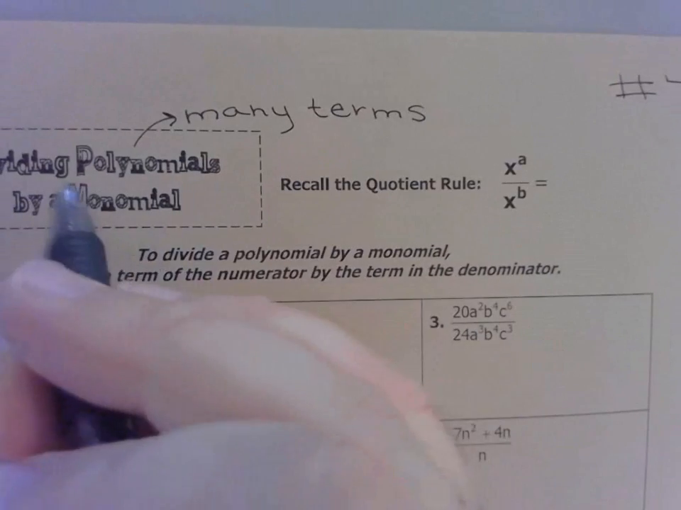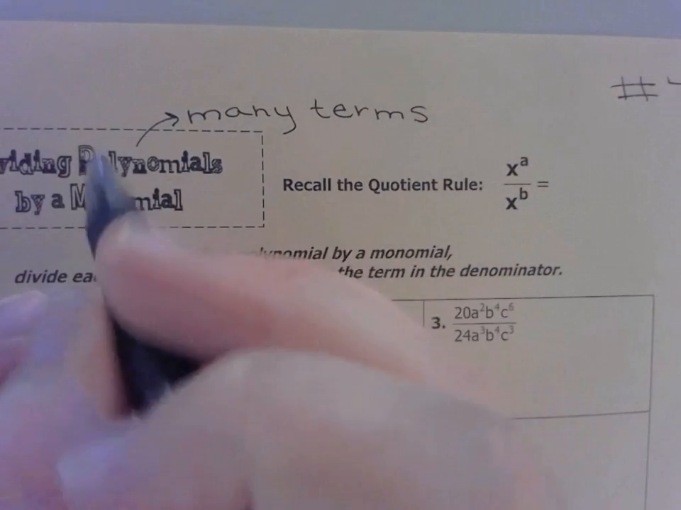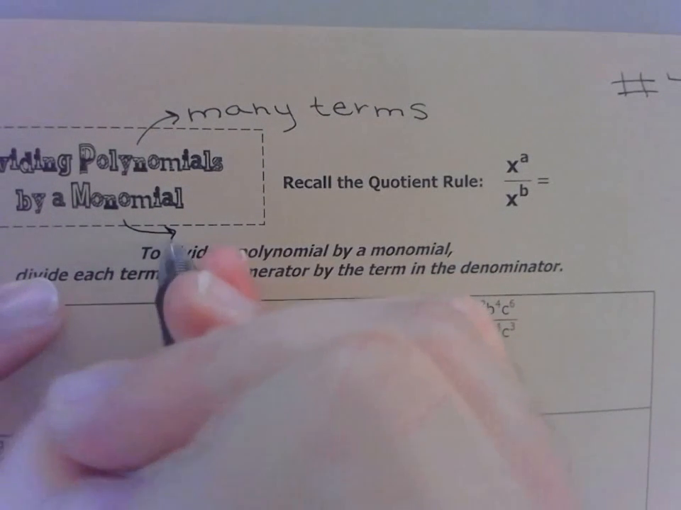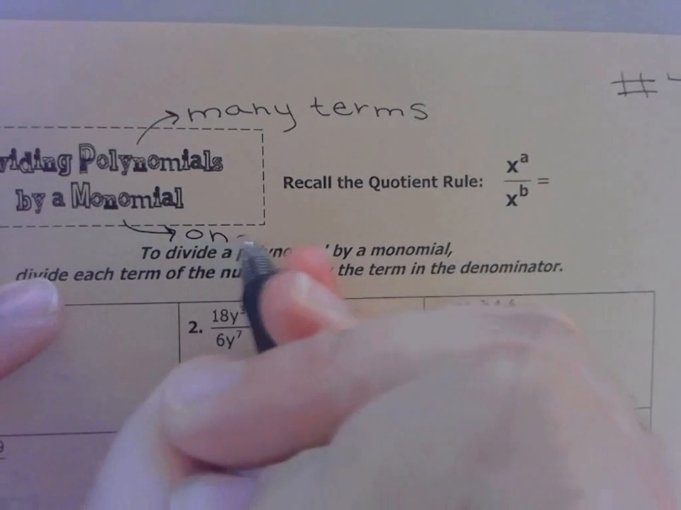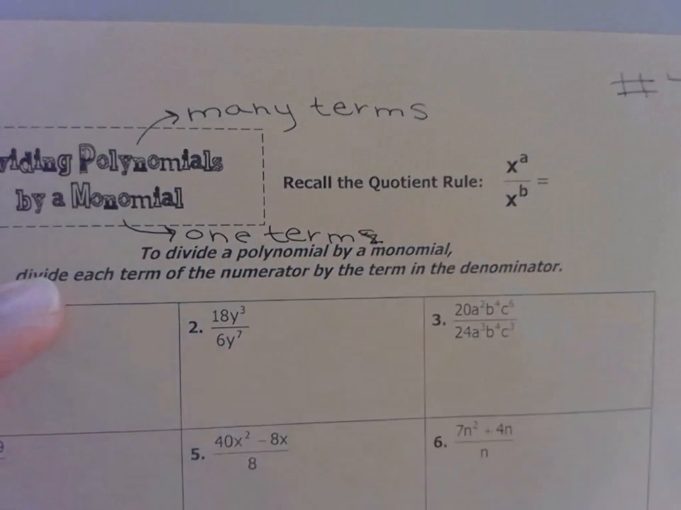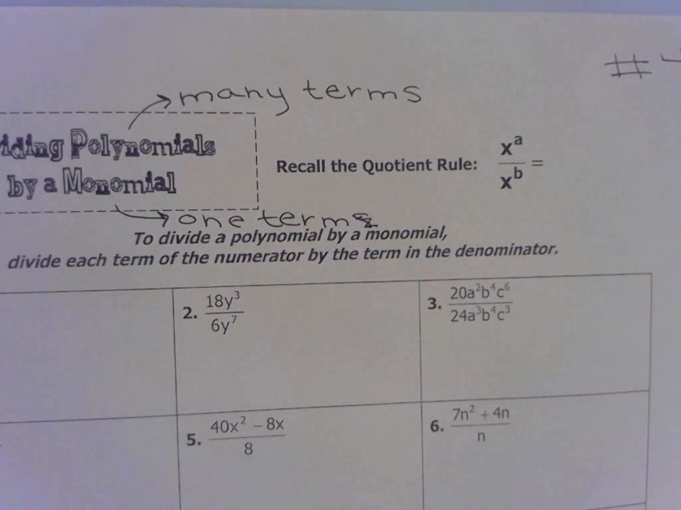We're taking a polynomial, so 1 term, 2 terms, 3, 4, 5, whatever, and dividing by a monomial. Monomial, how many terms? 1. Mono, 1. So you're going to see lots of terms on top divided by a single term on the bottom.